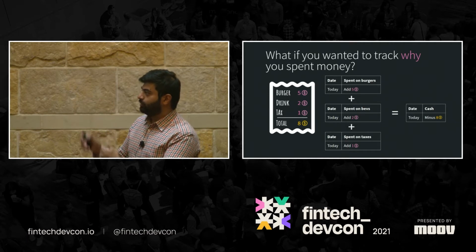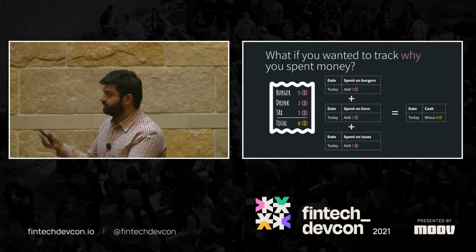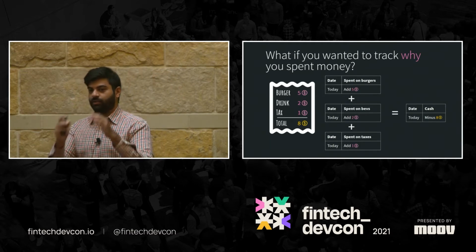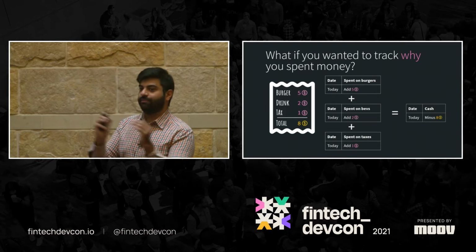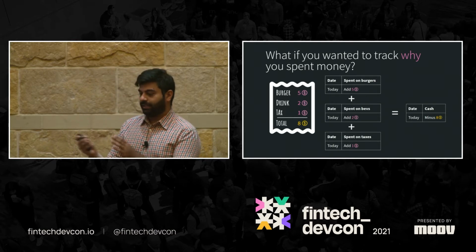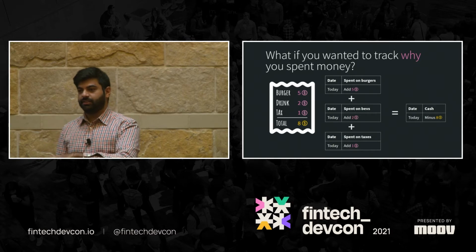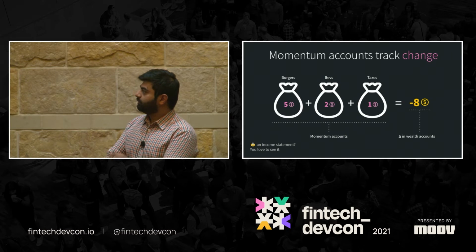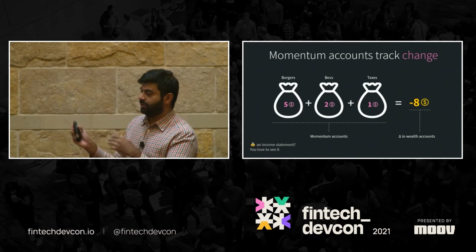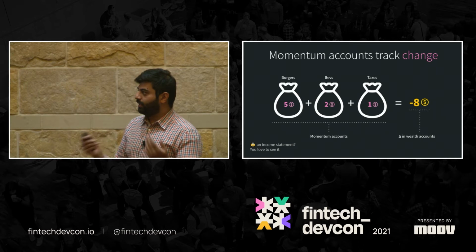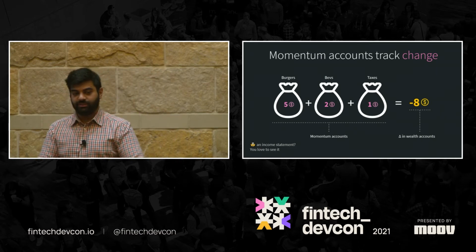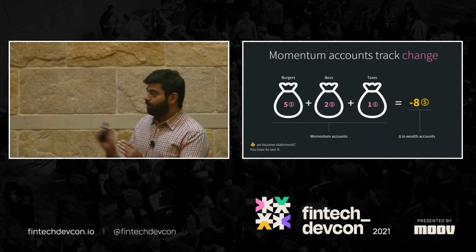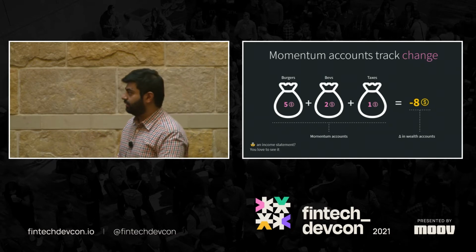And what that allows you to do is, if you're adding more and more of these receipts, you can add more and more entries to the separate accounts and then track exactly how much you're spending on each category of spending. And so you get to track both how your wealth changes as well as why it's changing. This is, I don't know if anyone's ever read academic papers on accounting, I have, but they call them momentum accounts. And the idea is they're called momentum because they track the change in wealth.